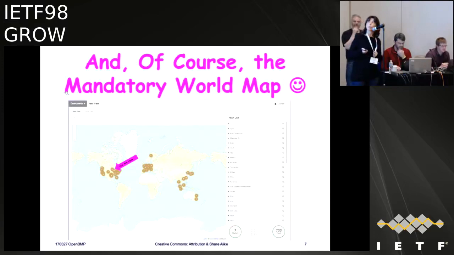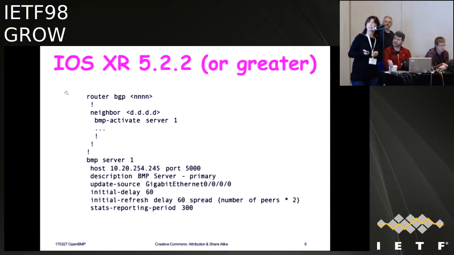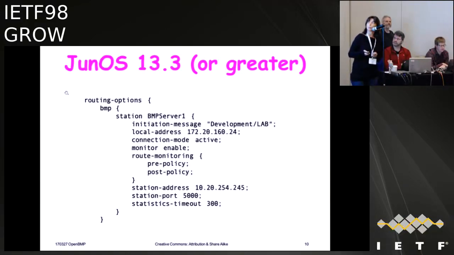BMP has been available on various vendor platforms. IOS XE has it since 3.12, and it's a simple configuration. IOS XR has it since 5.22. And then Junos has BMP, as one of the earlier implementers, since 13.3.